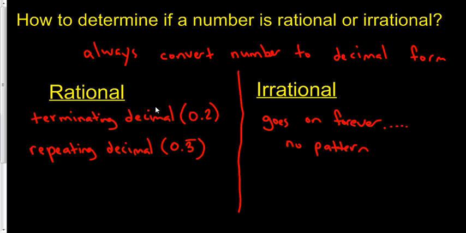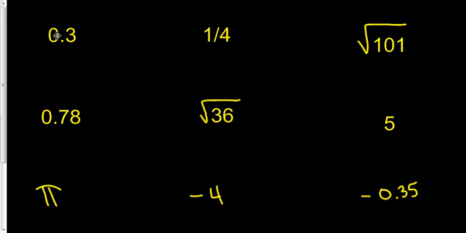You take any number that you have, you turn it into a decimal form of itself, and if it stops or repeats in a pattern, it's rational. If it goes on forever and it has no pattern, then it is irrational. So 0.3 or 3/10 is already in decimal form. It's terminating, it stops, it doesn't keep going, so it's rational.